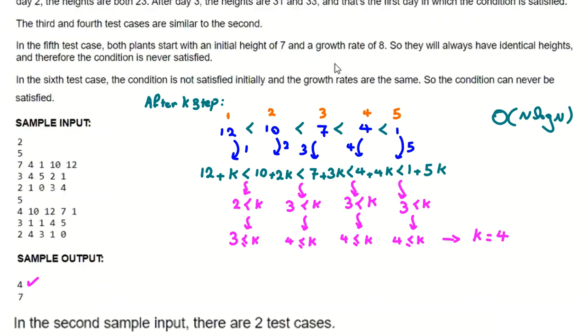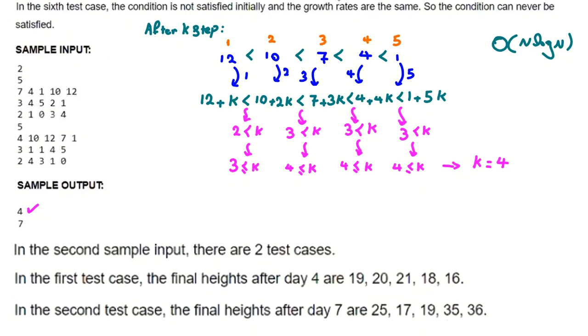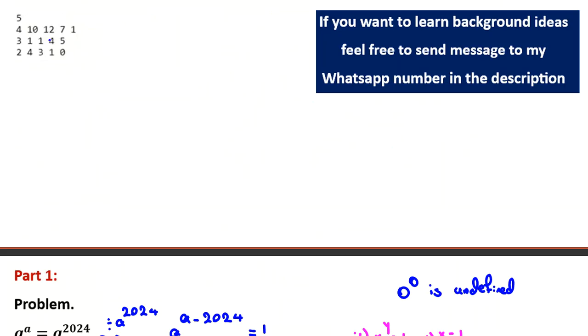Let's check the next example. And we write the numbers. 4, in each step you can add 3. 10, in each step you can add 1.